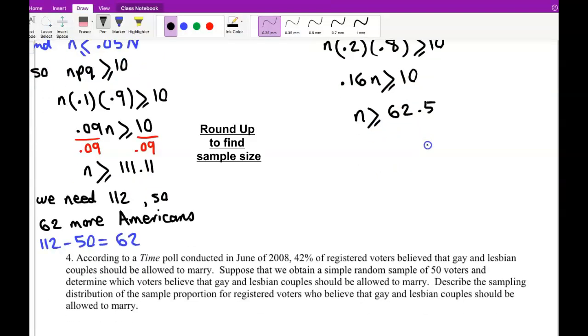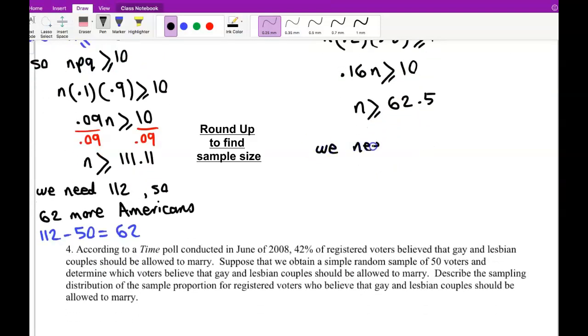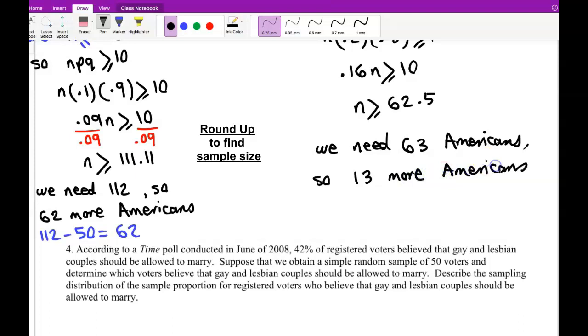Like that, we need 63 Americans. So 13 more. We got that 13, exactly the same as part A. 63 minus 50, this was given, is equal to 13.